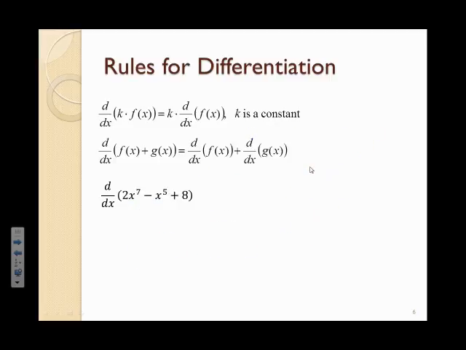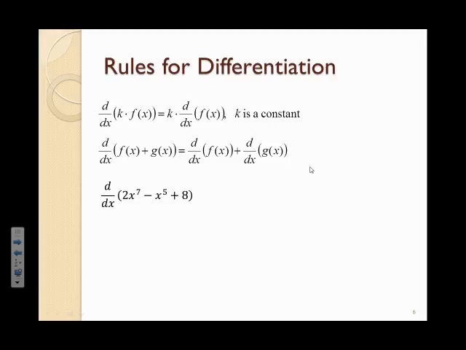Now, the next rule says that if you take the derivative of one function plus another function, that's the same thing as the derivative of the first function plus the derivative of the second function. Another way of stating that is that the derivative of a sum, f plus g, is equal to the sum of each derivative. And this we've actually done before, we just didn't really talk about it.